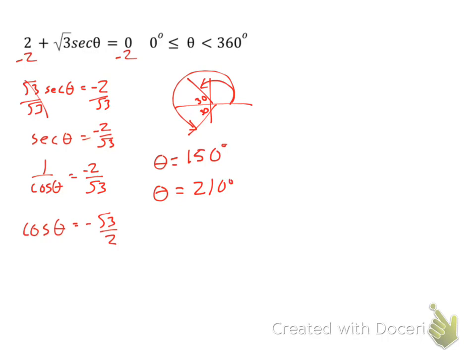Now, I'm actually done. I do not put plus 360k because I have a restriction. If I add 360 to my 150, it's well above 360. Not going to work. Not good enough. So be very careful on that, guys.